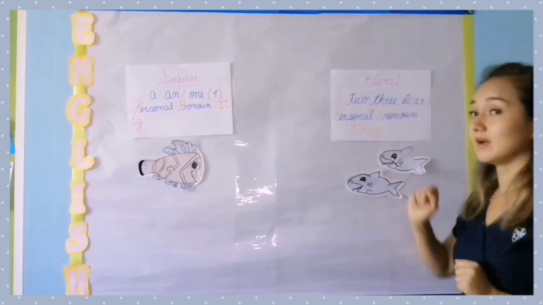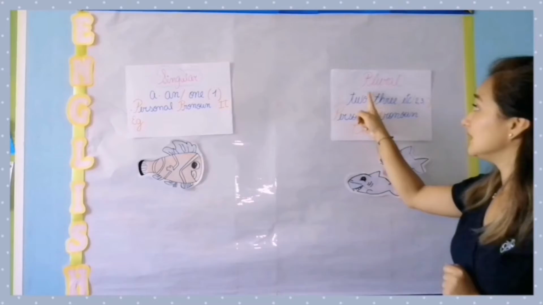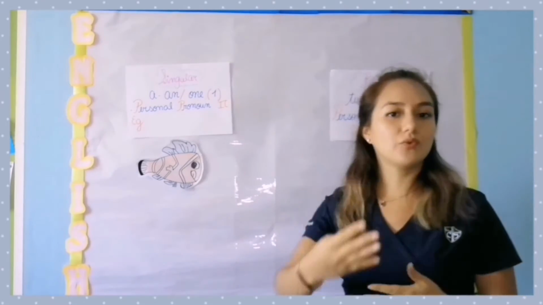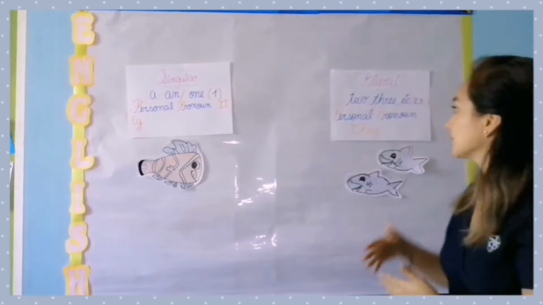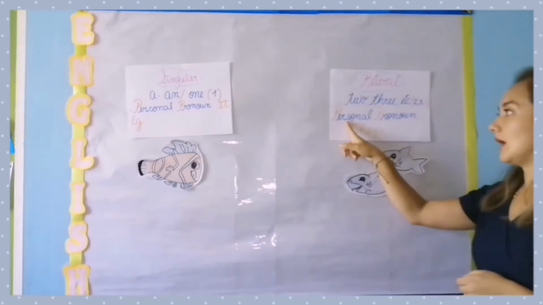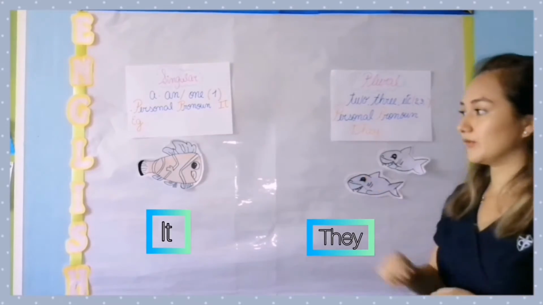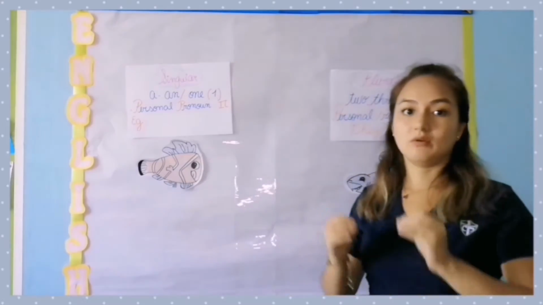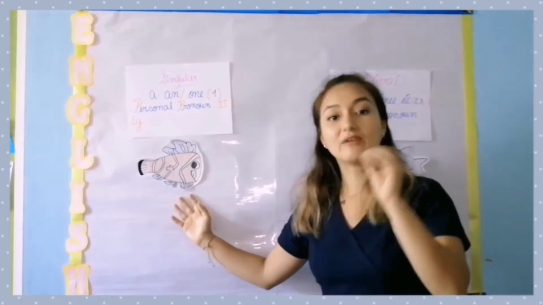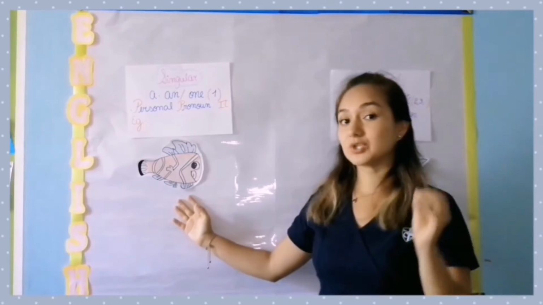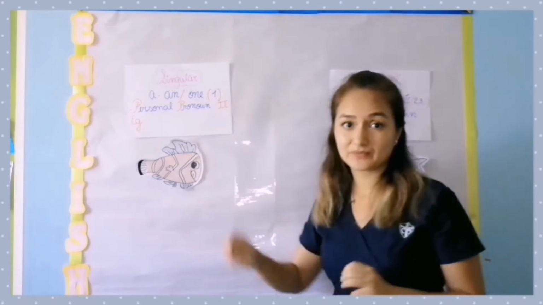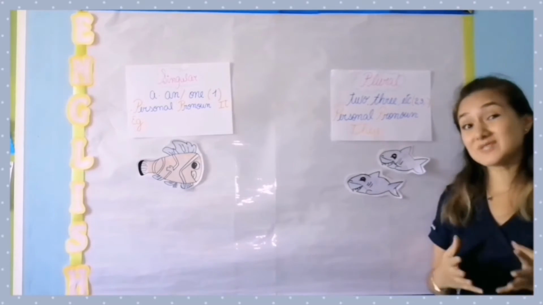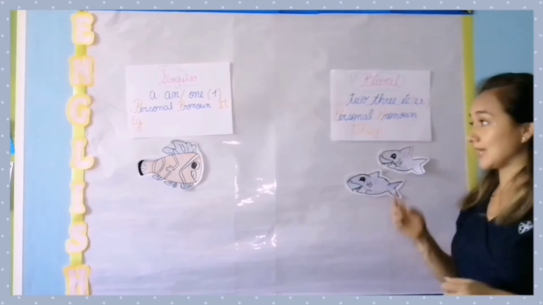Here we have the plural. In the plural, you have to remember 2, 3, 4, 5, etc. Right? More than one. And the personal pronoun is they. For example, here you have the fish, and for clownfish, the personal pronoun is it. And here you have two sharks. Instead of saying sharks, you can say they.